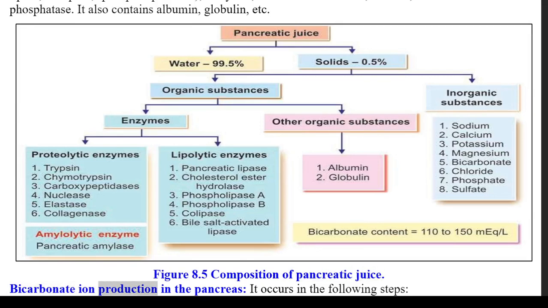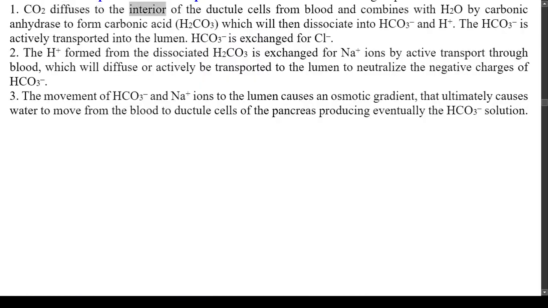Bicarbonate ion production in the pancreas occurs in the following steps. 1. CO2 diffuses into the interior of the ductal cells from blood and combines with H2O, via carbonic anhydrase, to form carbonic acid, H2CO3, which then dissociates into HCO3 and H+. The HCO3 is actively transported into the lumen. HCO3 is exchanged for Cl.